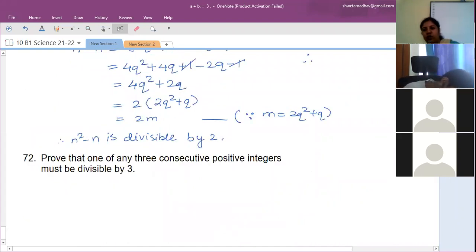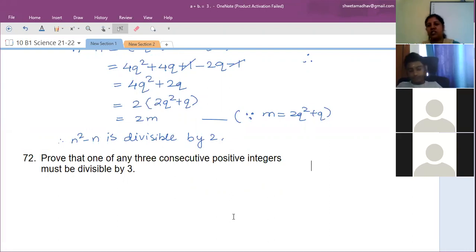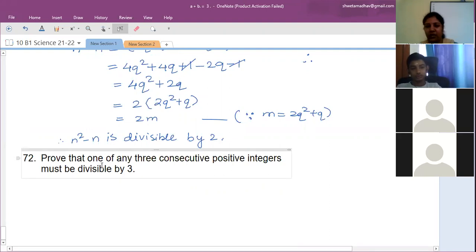Just now you have seen it for only 2 numbers' products. Now it is the product of 3 consecutive positive integers. The earlier question you have seen, the product of 2 consecutive integers was divisible by 2. Now here, read the question very carefully: prove that one of any 3 consecutive integers must be divisible by 3. So take any 3 consecutive numbers, n, n plus 1 and n plus 2; in these, any one should be divisible by 3. In simple words, with simple numbers, I'm trying to explain to you.